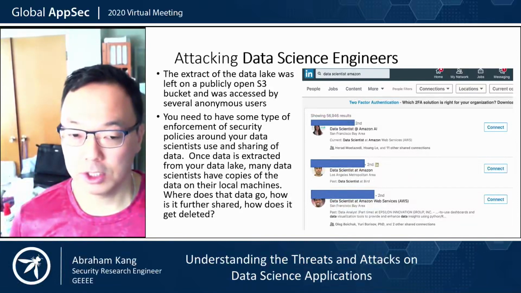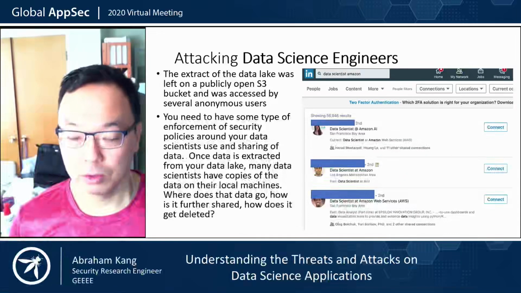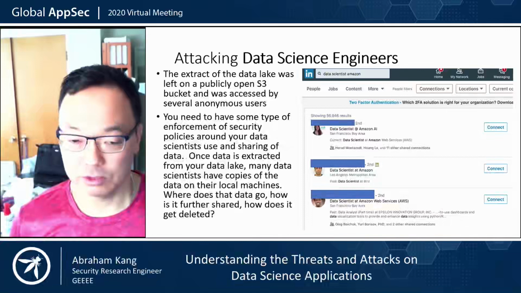And you have to understand if and when they're going to be taking data from the data lake to their local machines to work on locally. And if that data is further shared, where does it go? How is it managed? When is it deleted?